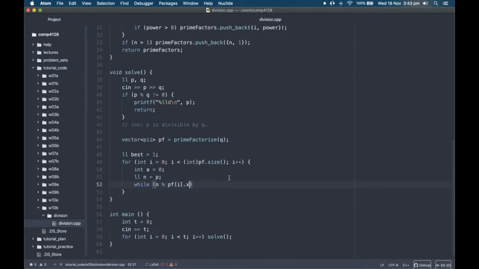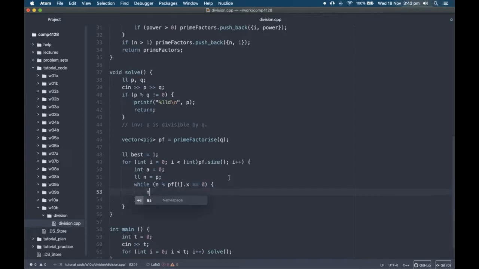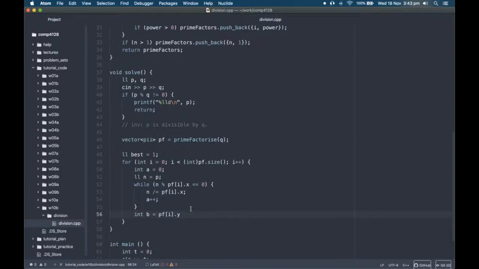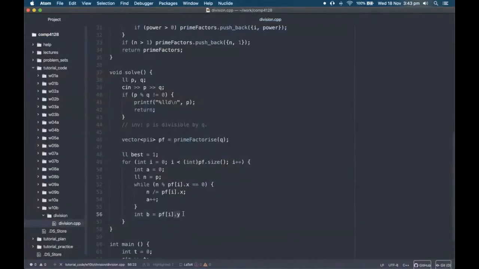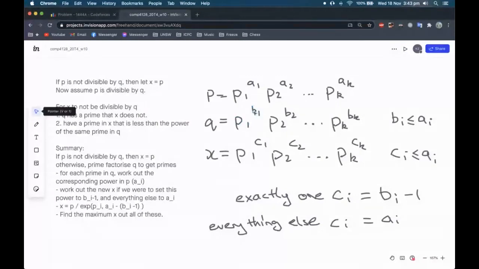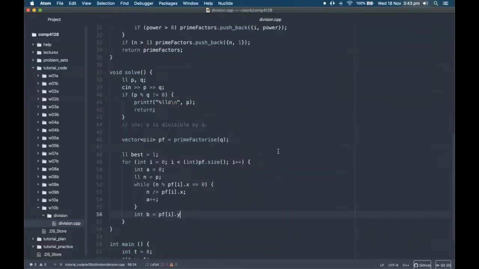So while n mod the prime is equal to 0, then n divided equals pfi dot x, and then we'll increase a by 1. So after this, a will be the power of this prime within p. Let's also set p equals pfi dot y. Just for clarity, remember dot y, the second element, is just the power of this prime. So it corresponds to this.